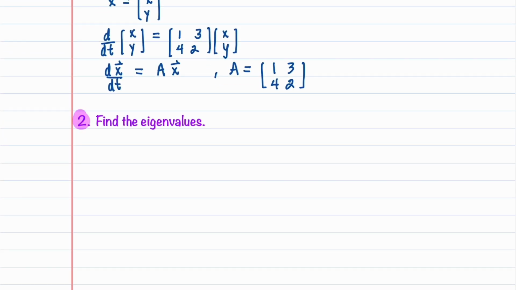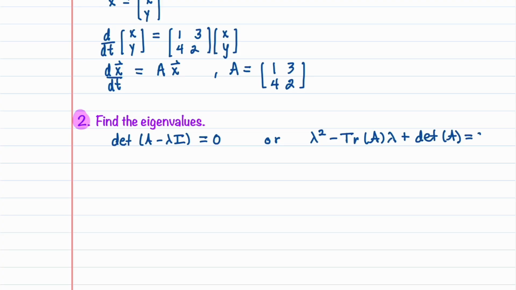The next thing that we want to do is find the eigenvalues. To do this, we need to solve the equation determinant of A minus lambda I is equal to 0. Alternatively, we can solve this equation: lambda squared minus the trace of matrix A times lambda plus the determinant of A is equal to 0. I'm going to solve it both ways so that you can see how each works and then choose the one that's going to work best for you.